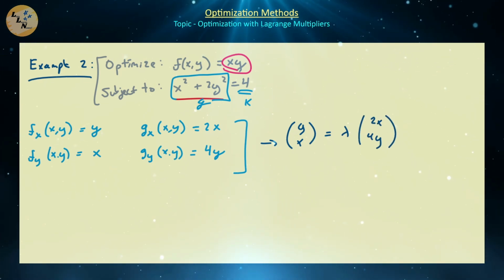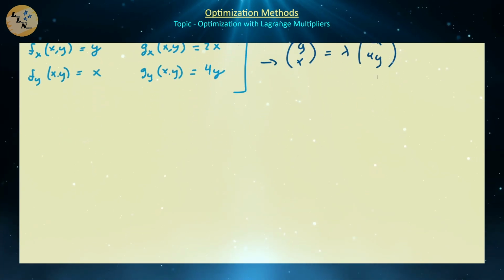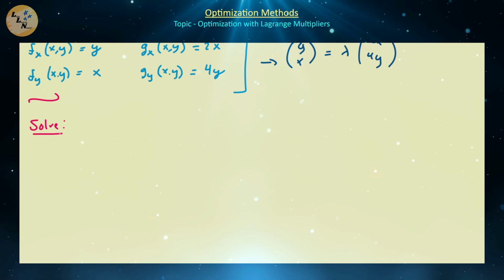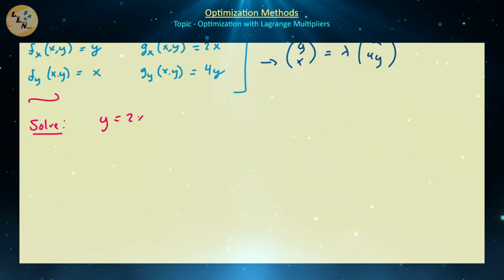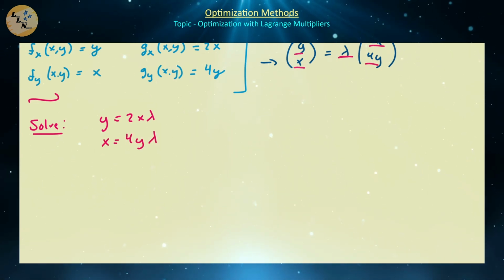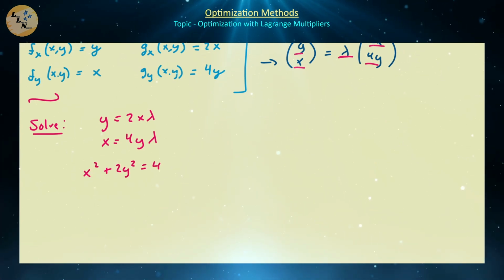All right, so once we have that, then we can build our systems of equations as usual. So our goal is to solve y is equal to 2x lambda, that's the first equation that we have, and then x is equal to 4y lambda, that's the second equation that we have, and then we have our constraint equation, which is x squared plus 2y squared is equal to 4. So just as before, 3 equations, 3 unknowns, of course slightly more complicated, but that's okay. So let's see if we can go through this.